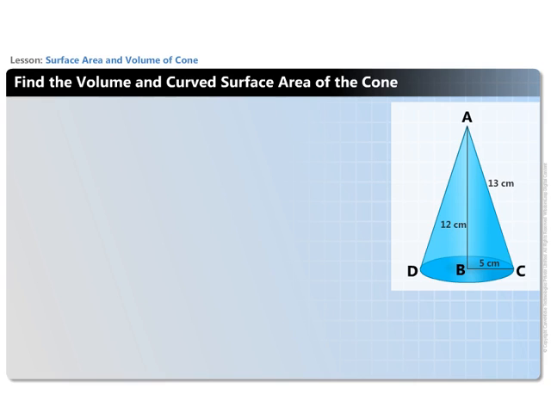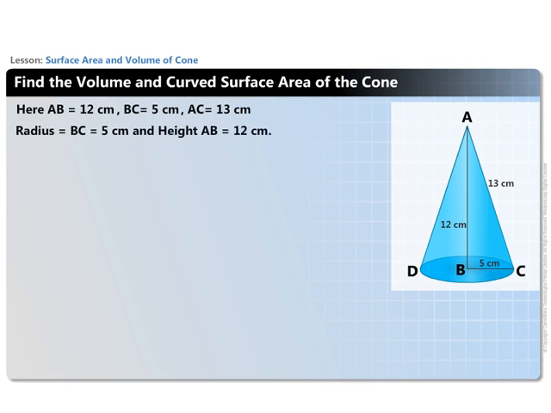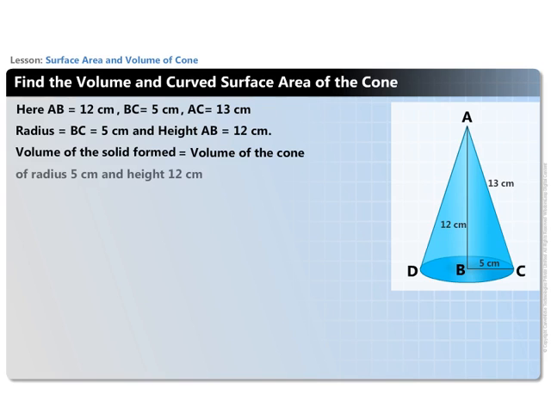It is given that ABC is a right-angled triangle with right angle at B. Here, AB is equal to 12 cm, BC is equal to 5 cm, AC is equal to 13 cm. When this triangle is revolved about AB, it forms a right circular cone of radius equal to BC, which is equal to 5 cm, and height AB is equal to 12 cm. Then, the volume of the solid formed is equal to the volume of the cone of radius 5 cm and height 12 cm.